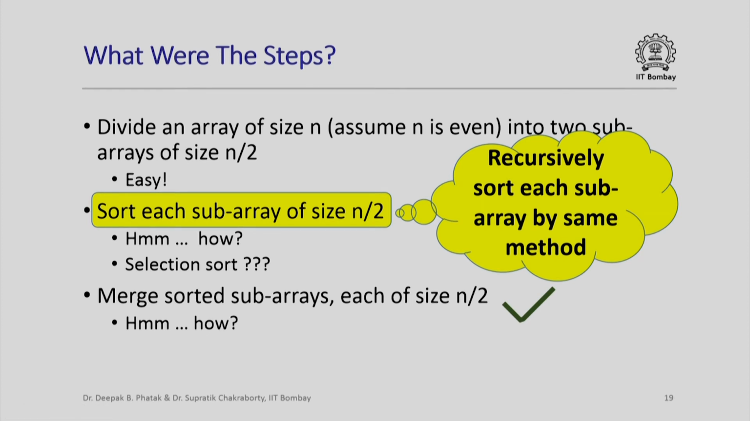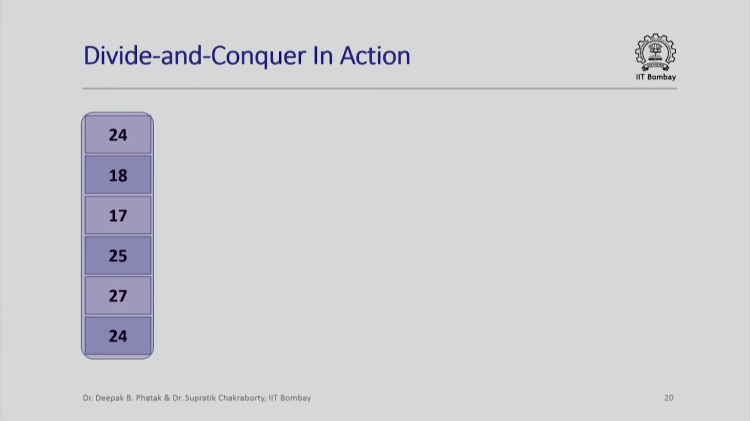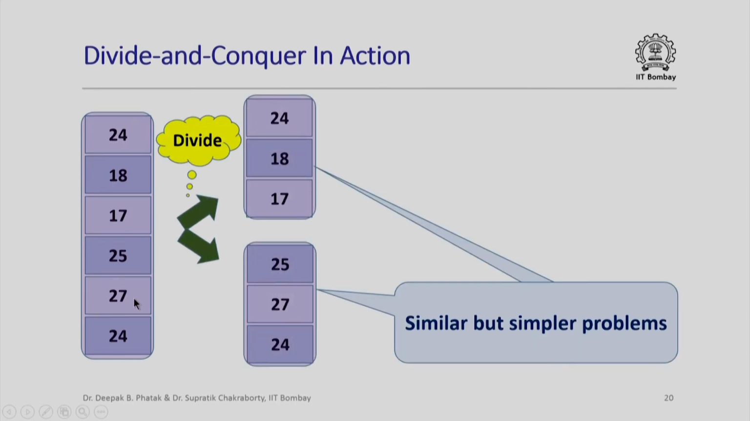Well, the moment I talk about recursion, I have to worry about the termination case, and in this case the termination case is easy. When I get an array of size 1, that is exactly one element in the array, then of course the array is sorted and I do not need to recurse any further. So this now tells us how we might actually employ a divide and conquer strategy to sort a given array of unsorted integers. So we start with the array of unsorted integers, divide it into two parts, get two similar but simpler problems.